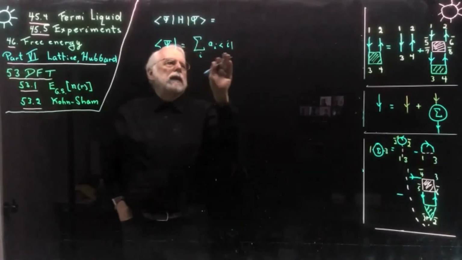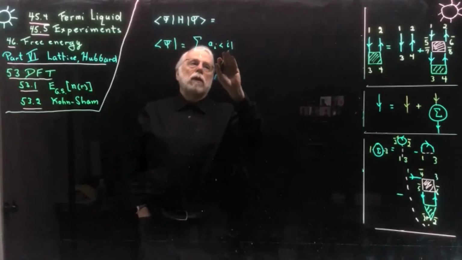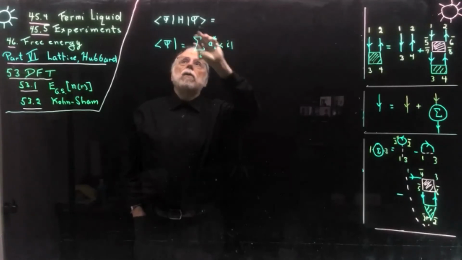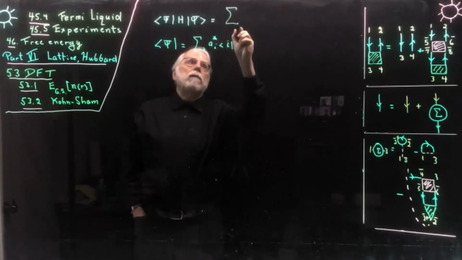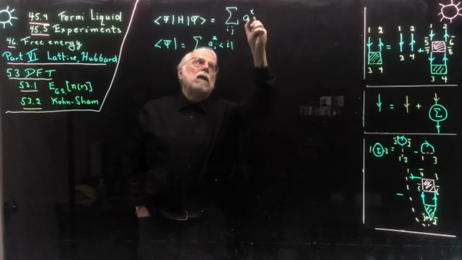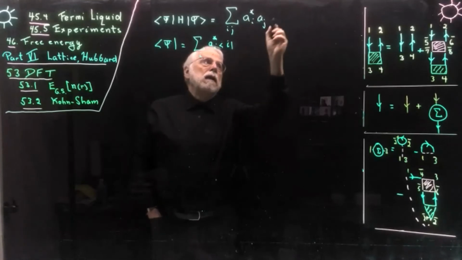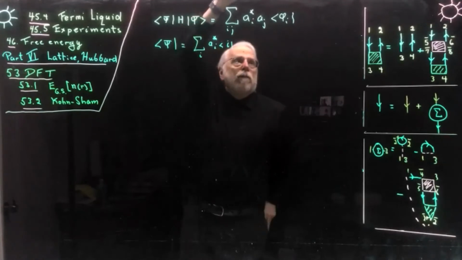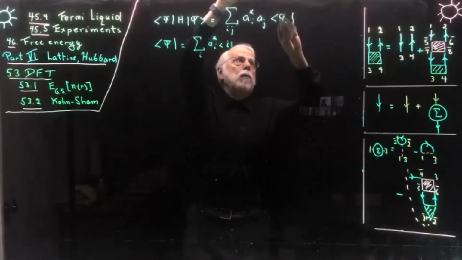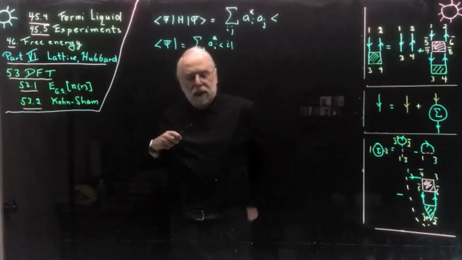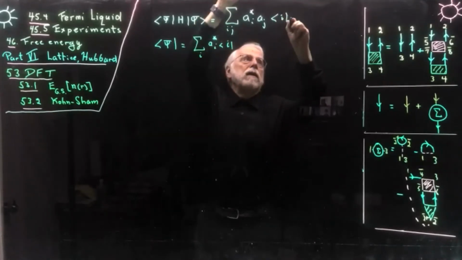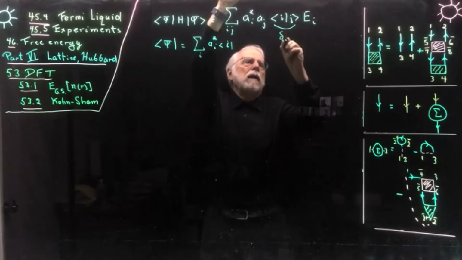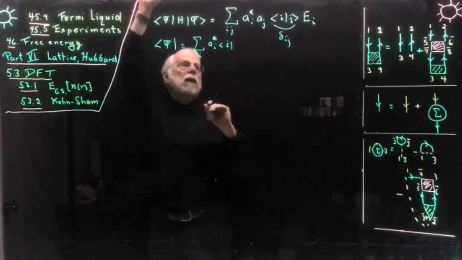I don't know what these eigenenergies are, but they exist, these eigenfunctions. So if I do this product here, I will be left with the sum over i,j of a_i* a_j times the overlap of phi_i and phi_j, times E_j, and this is delta_ij, because by hypothesis these are energy eigenstates.